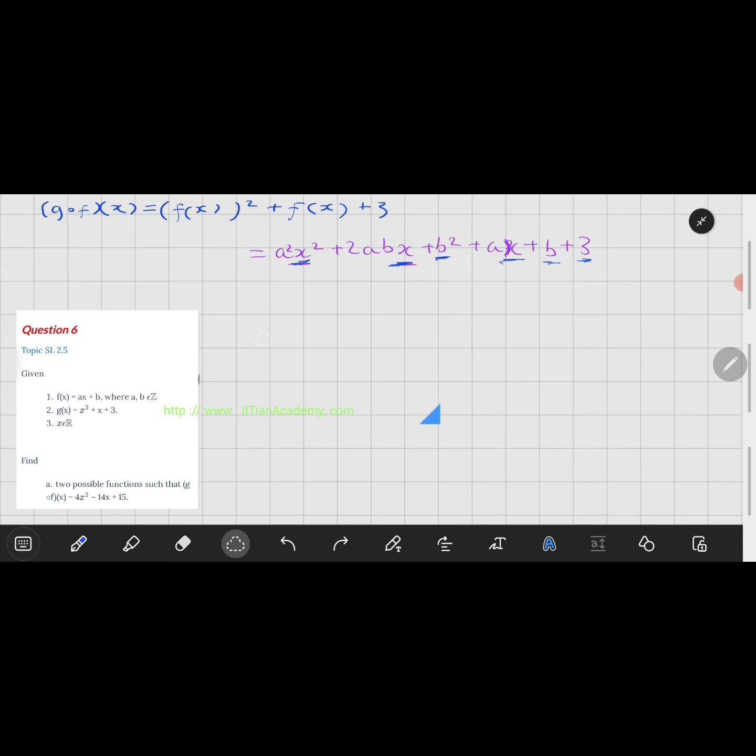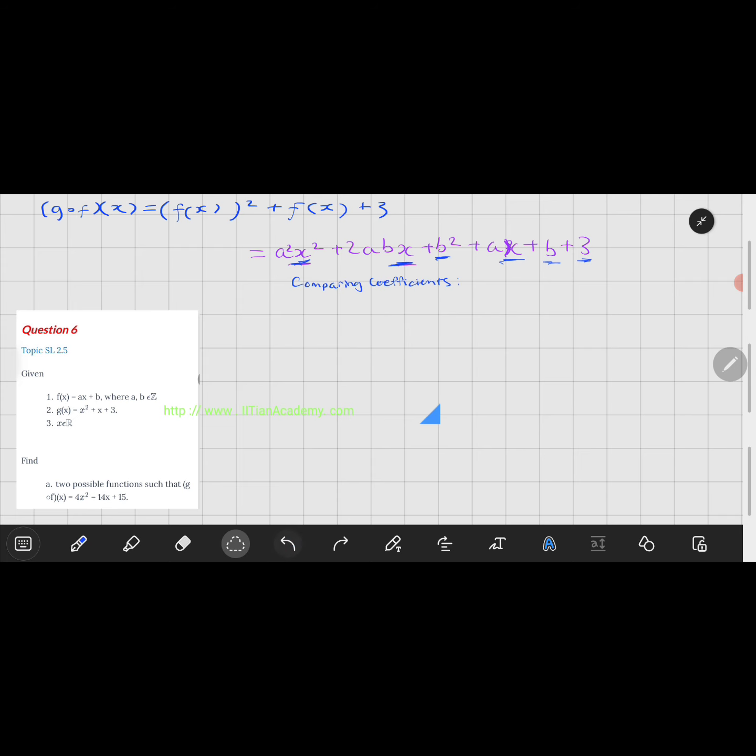And now what we have to do is compare this to the function we are looking for, so that our composite function satisfies it. So we have to compare it to the function 4x squared minus 14x plus 15. The way that we will do this is we will compare like terms: terms that contain x squared, terms that contain x, and terms that are constants, such as 15 and b squared, b, and the other constant 3.